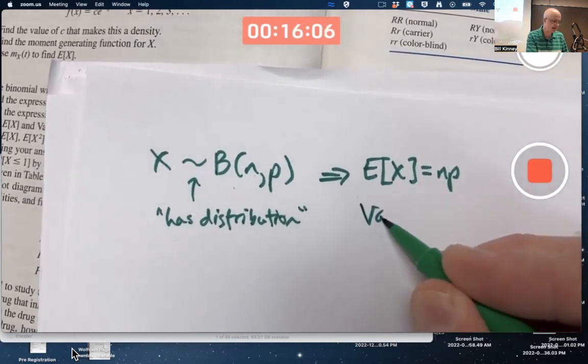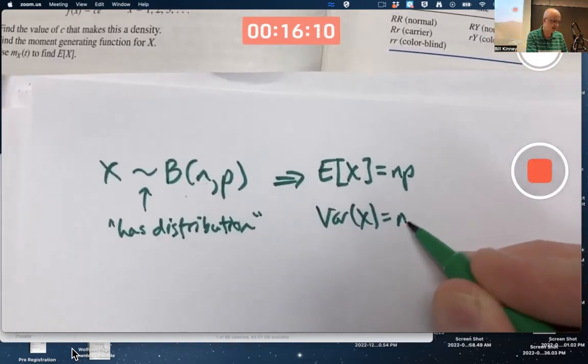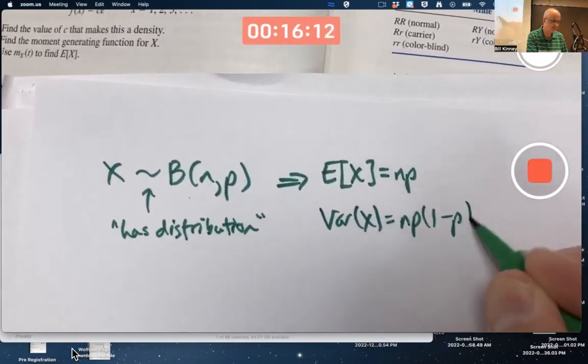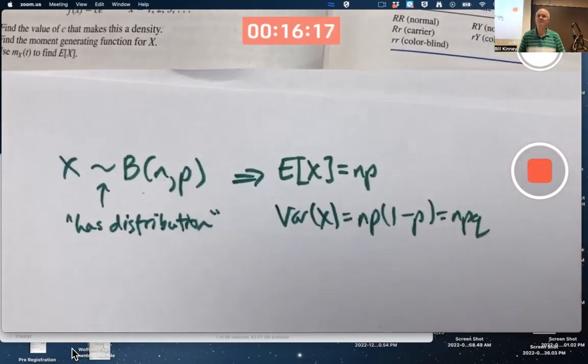What about the variance of x? This is less intuitive, but still true. It's n times p times 1 minus p. N times p times q, if q is 1 minus p.